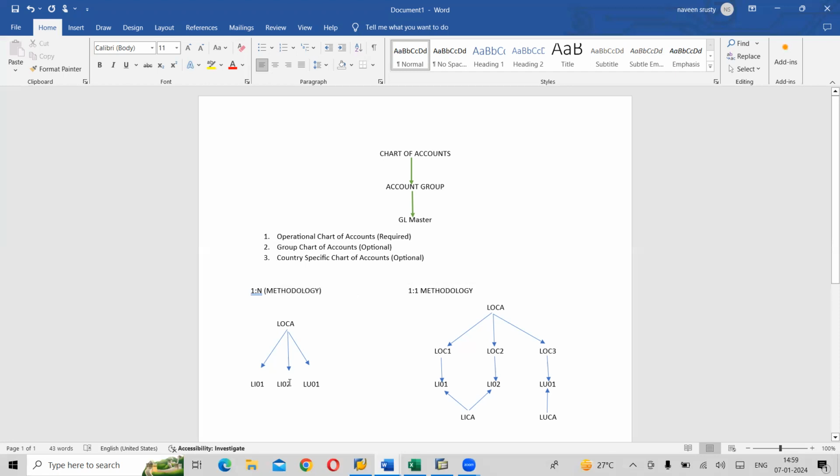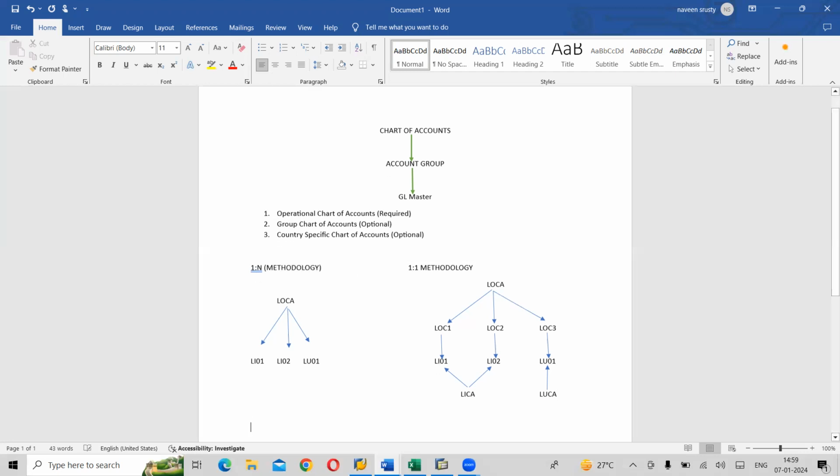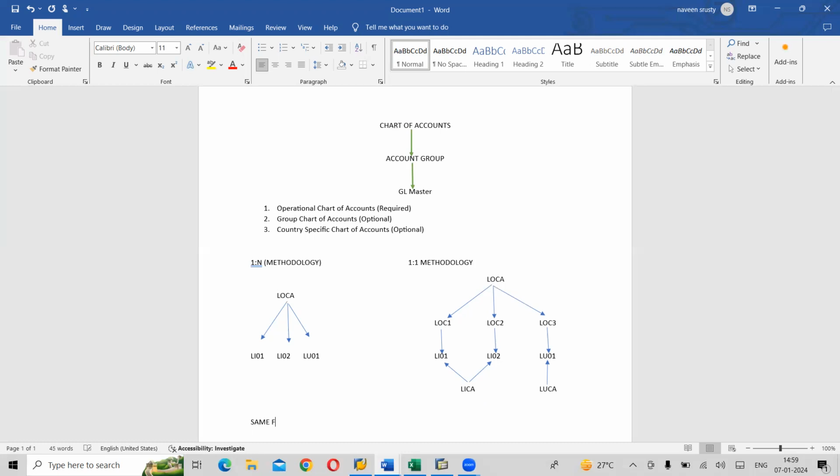But these company codes are eligible for a common chart of accounts when the company codes follow the same fiscal year. In the sense, all the three company codes should follow the same fiscal year, which means my accounting year is either April to March or January to December. If all the member company codes follow the same fiscal year, then those member company codes are eligible to use a common chart of accounts.